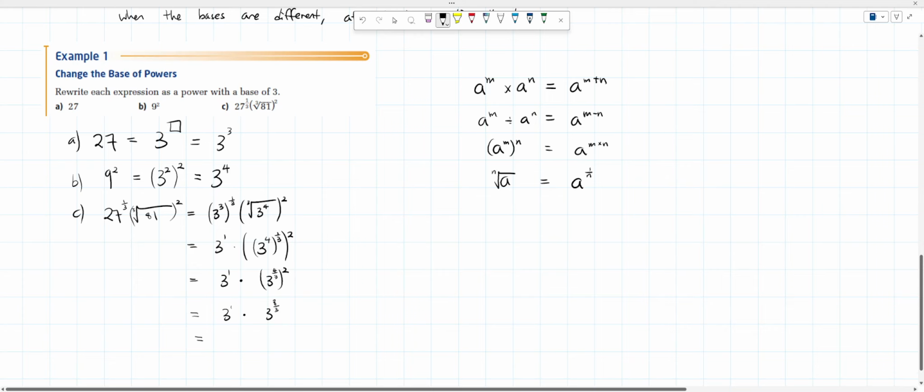Finally, when we multiply these two numbers together, we add the exponents. My final answer becomes 3 to the power of 11 over 3. And of course, an easy way to check the answer is by plugging into the calculator. Plug in 27 to the power of 1 over 3 times the cube root of 81 squared, and then also plug in 3 to the power of 11 over 3, and see if the numbers match.